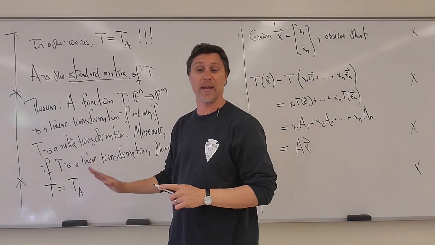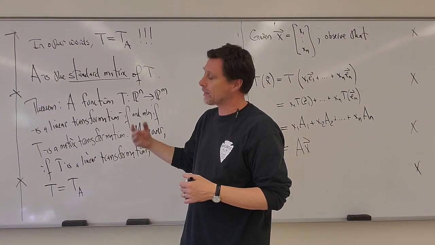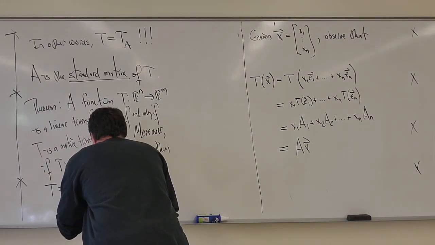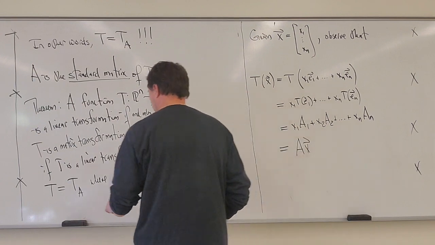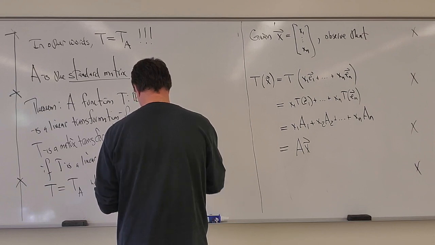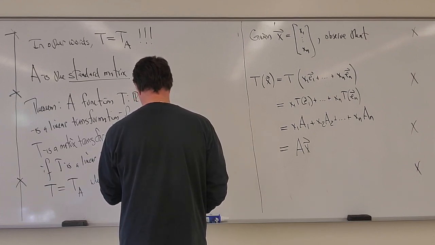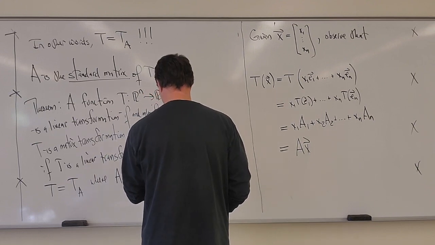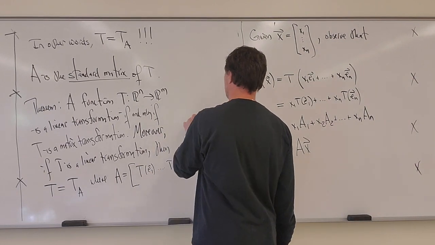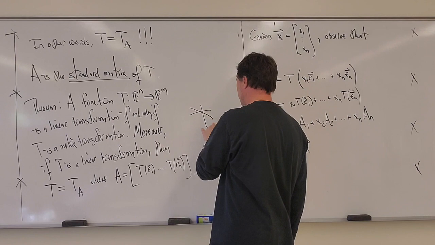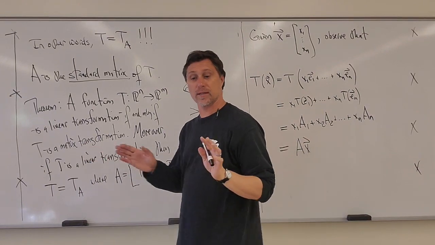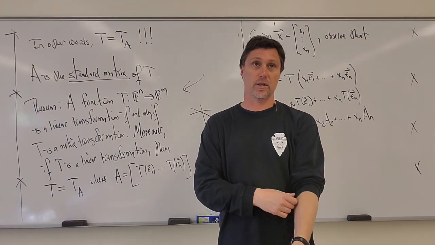So this is going to tell us who the matrix transformation is, or who the matrix corresponding to T is. So then T is equal to T sub A, where A is equal to the matrix whose columns are T of e1 through T of en. This is a big deal. You don't need to put stars here, but I'm going to put some stars and some arrows, right? This tells us everything. It tells us this connection between matrices and linear transformations.